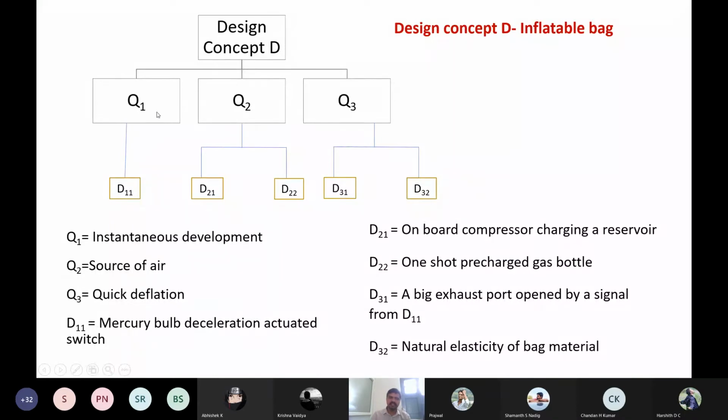Consider Q1 as the sensor. It has to receive a signal, then the bag gets opened.